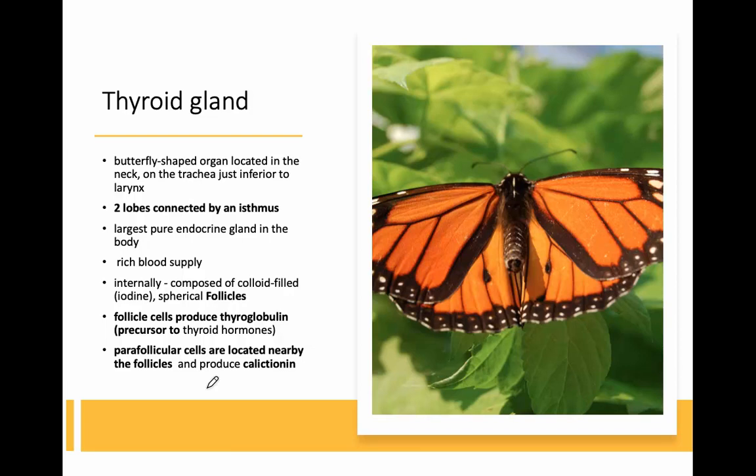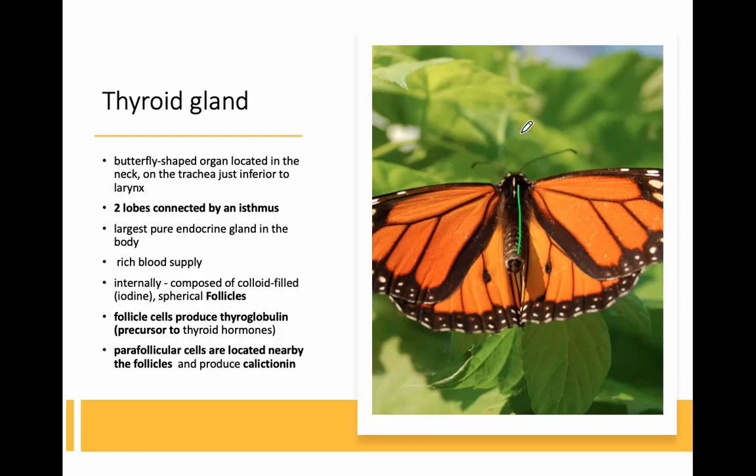Hey there everyone, so we're going to look at the thyroid gland today, and we talked a little bit about how the thyroid is shaped like a butterfly, and hence why I gave you a butterfly picture. The middle of the butterfly here is basically what we would equate to the isthmus of the thyroid gland.